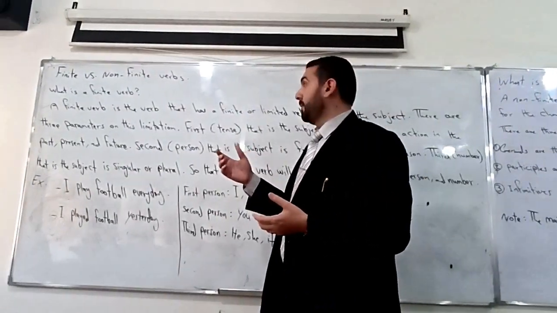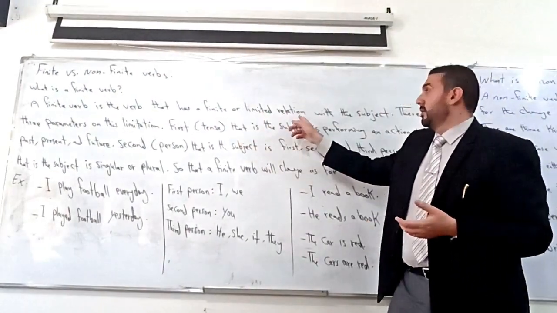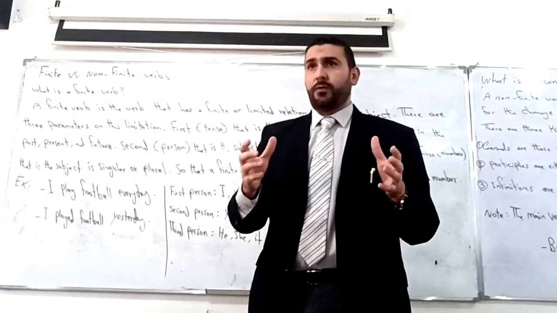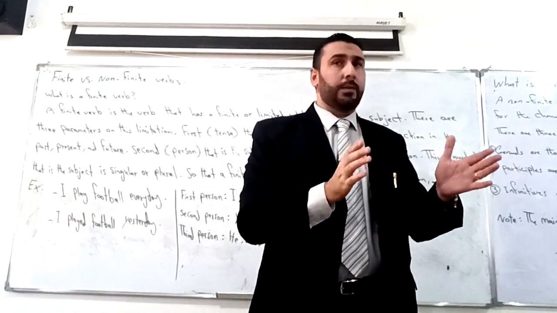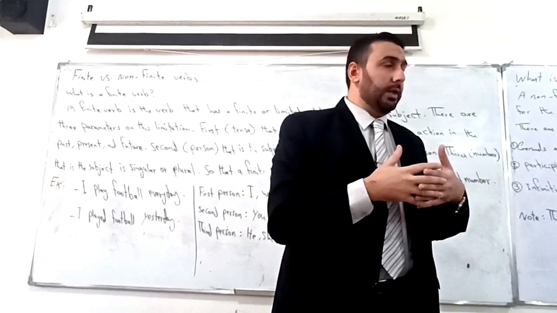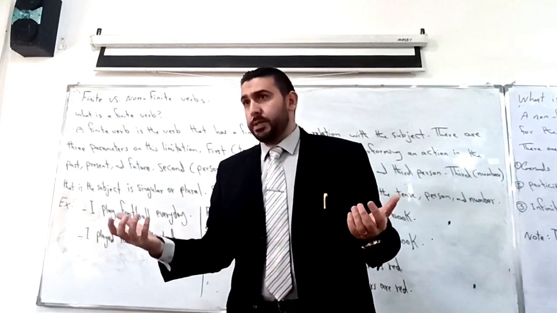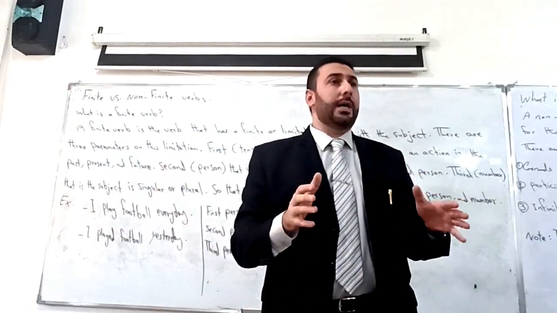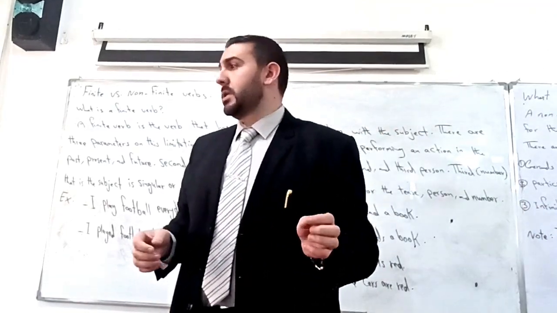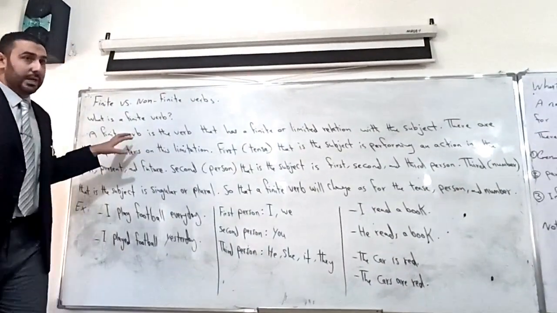A finite verb is the verb that has a finite or limited relation with the subject. So from this definition, it's clear for you that a finite verb should be preceded by a subject. So there is such a kind of concord, there is such a kind of agreement between the verb and the subject. For this reason, we call it finite. Finite means limited, يعني محدد, okay? So this is the starting point in our definition concerning a finite verb.